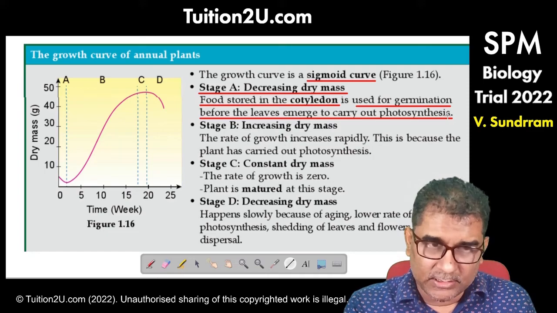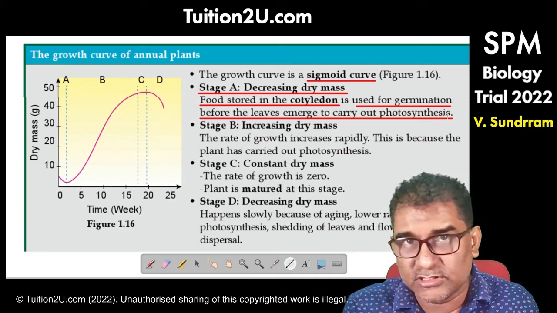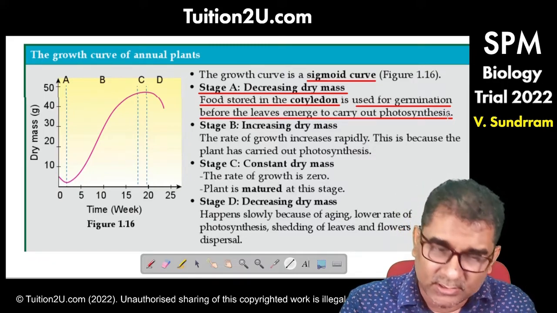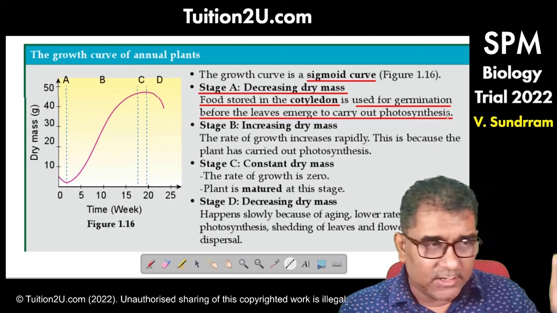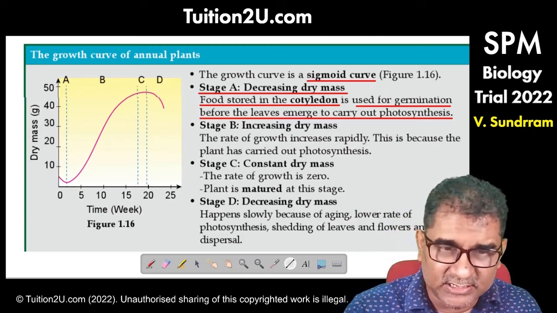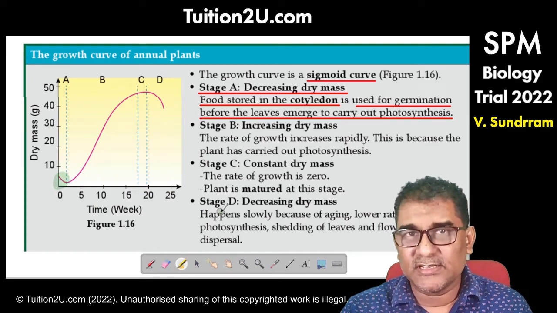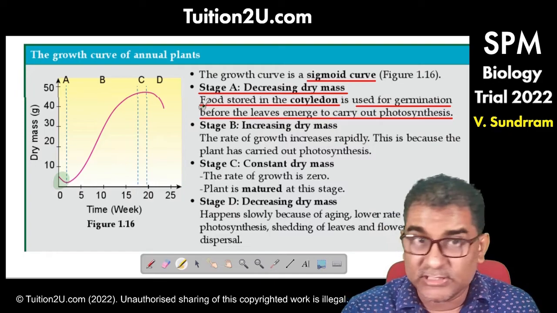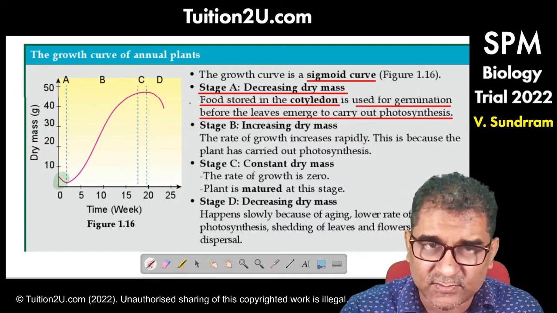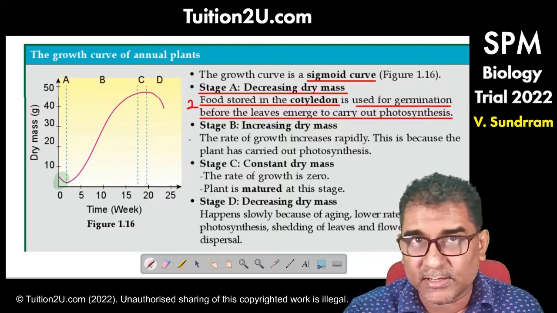The seed doesn't have leaf. They can't do photosynthesis. So they use the stored food in the cotyledon to do germination. So as the stored food is used, the dry mass decreases. That's basically this part of the graph. Decreasing dry mass. This explanation will give you 2 marks. Let's just take 2 marks for this. You can get more than 2, but let's say you take 2 marks.